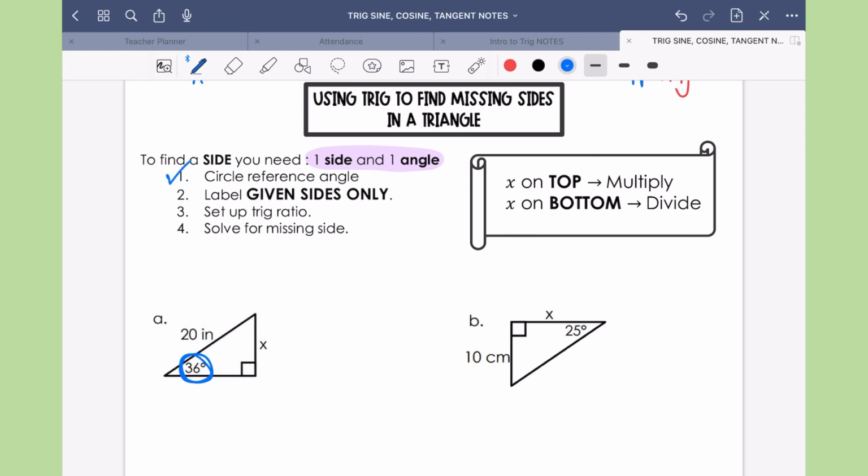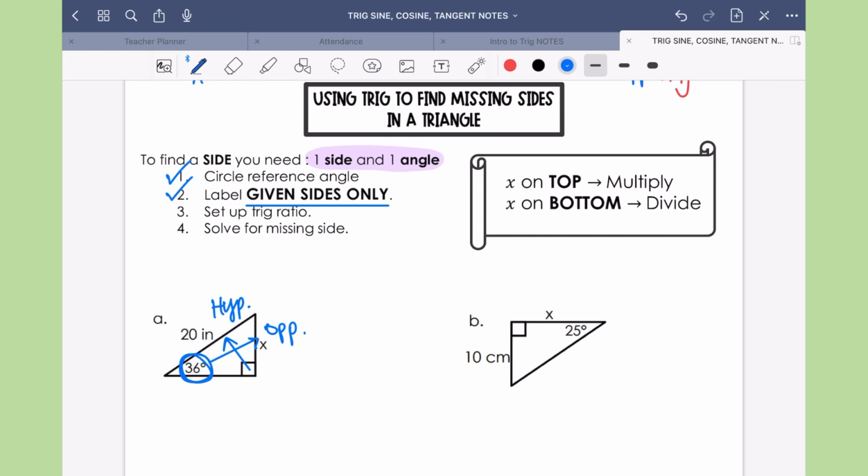Okay, label your given sides only. Your given sides only. The only sides that were given in the problem. So what side did they give me? If it's across the 90, what side is that? That's the hypotenuse. And then if I have to travel across the triangle, that's my opposite side.